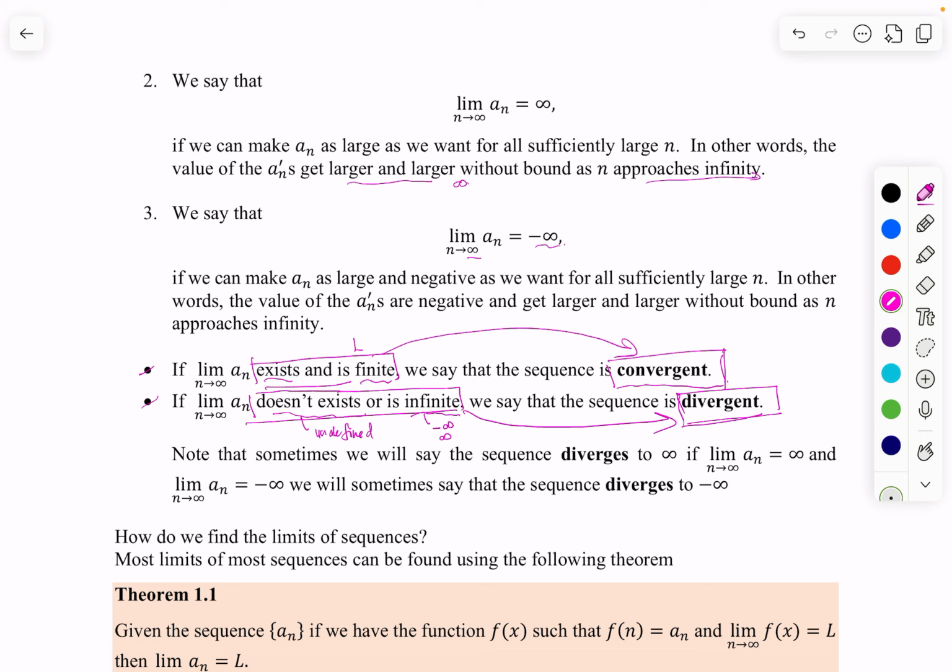Note that sometimes we will say that the sequence diverges to infinity if the limit of the sequence as n approaches infinity is infinity, and if the sequence approaches negative infinity, we will sometimes say that the sequence diverges to negative infinity.